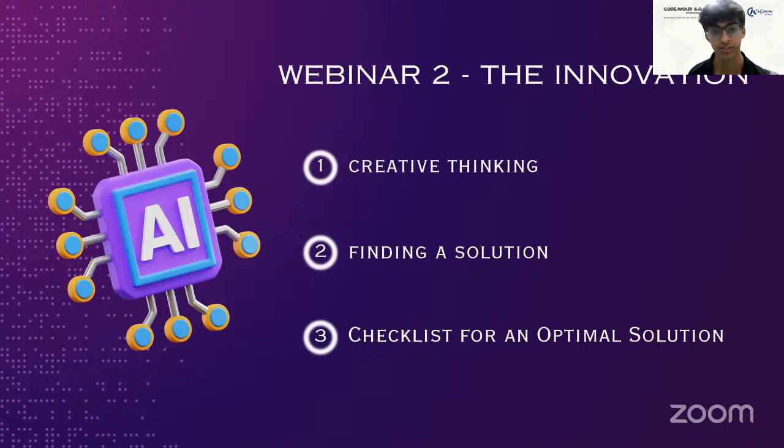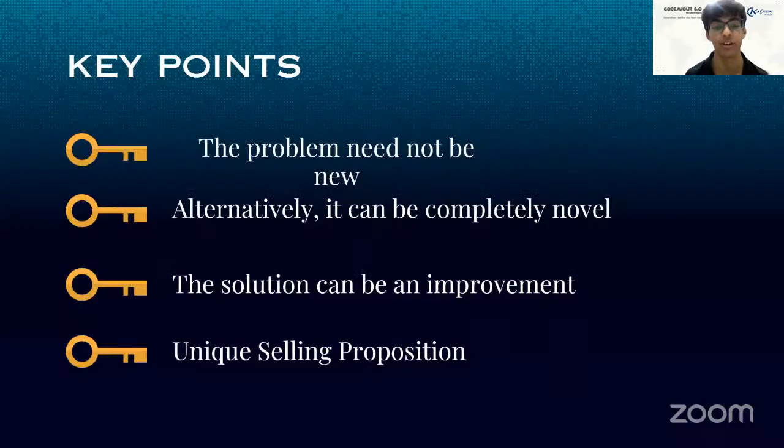And lastly, we're going to give you a checklist for an optimal solution, whether it be using your resources effectively, the efficiency of the solution, everything will be covered in that checklist. After you've brainstormed your solution, you can cross-check with that checklist and then move on to actually building the solution. Now I'd like to hand it back over to Aditi to talk about key points of the innovation.